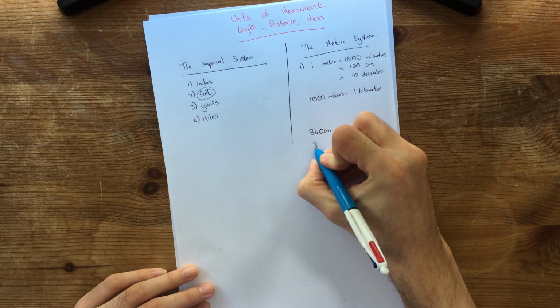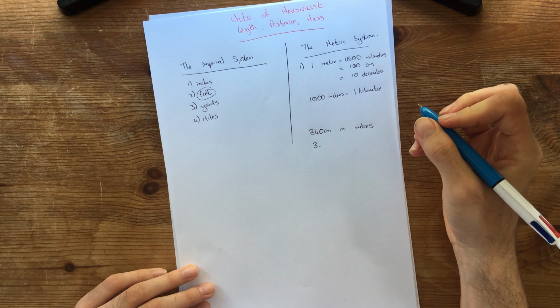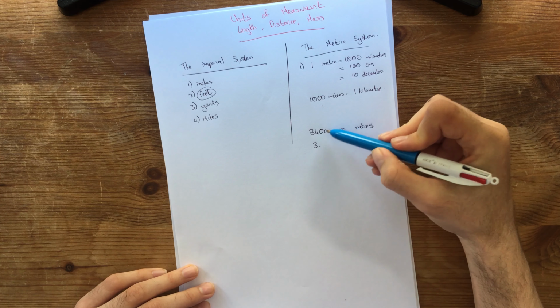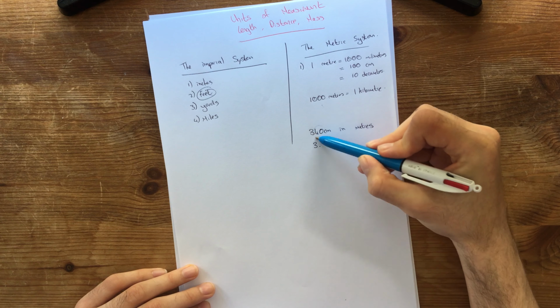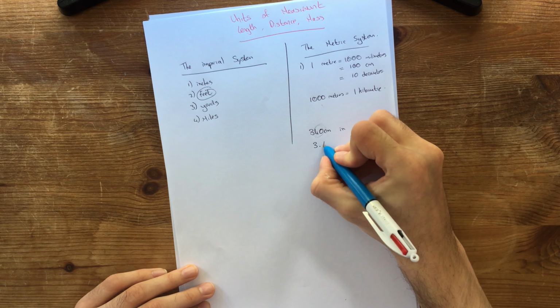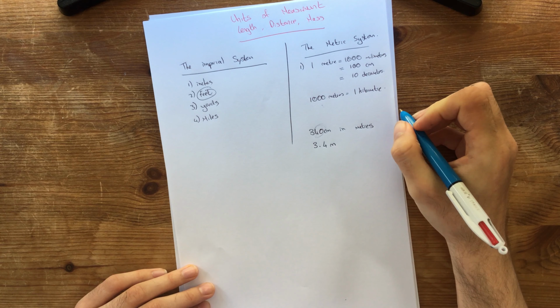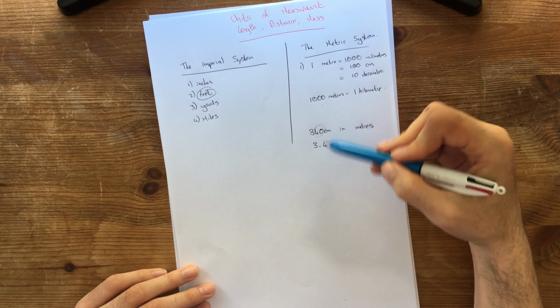So that means there's 3 point something. And how many other ones do we have? We have 40 centimeters, so it's 3.4 meters. You just have to kind of think about it a little bit.